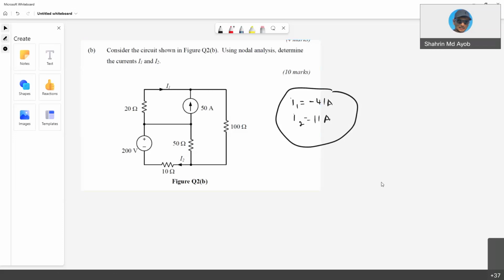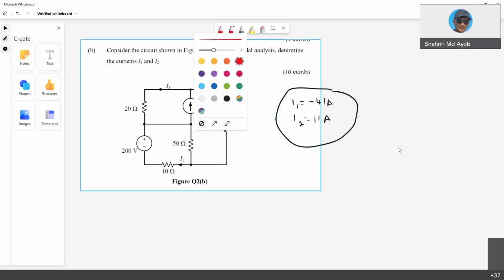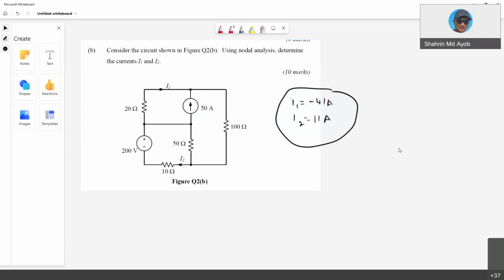This one I will not discuss. I just want you to try it, but I give you the guideline because this one is quite tricky, especially when you want to identify the nodes. Also take note that for your test one, the second question, the nodal analysis, is not very tough. It's a very straightforward question.